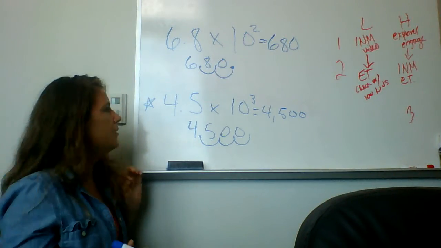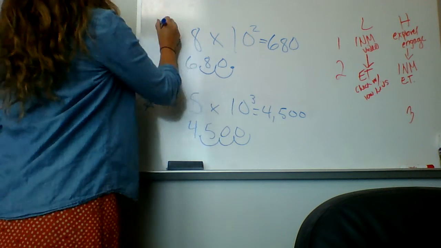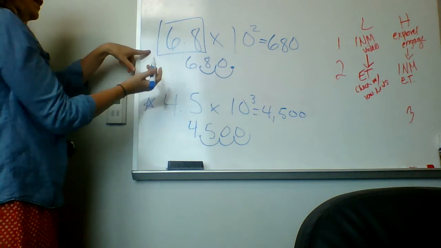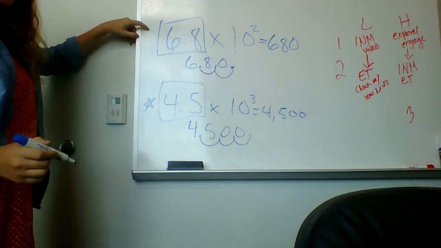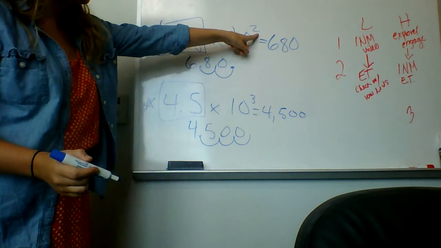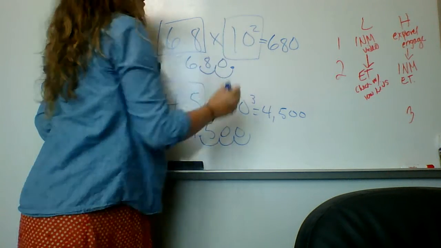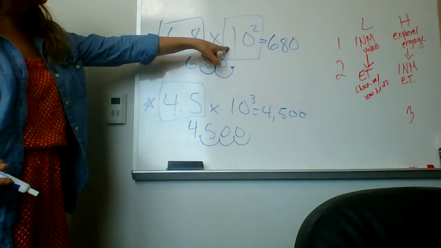There are a few mistakes that students sometimes make when they do this. They see this 6.8 and they say, ooh, this is bigger than this, so this number has to be bigger. But that's not what's most important. This is what's going to tell you which number is larger for the most part. If these two are different, then this number will tell you which one is larger.